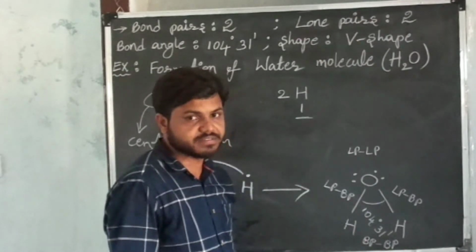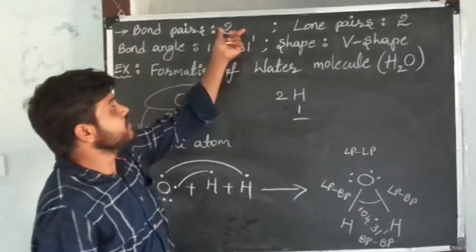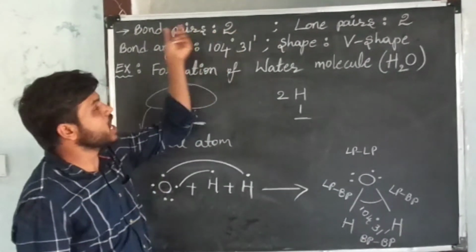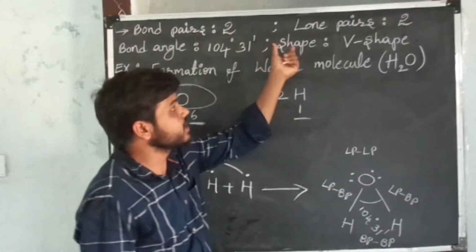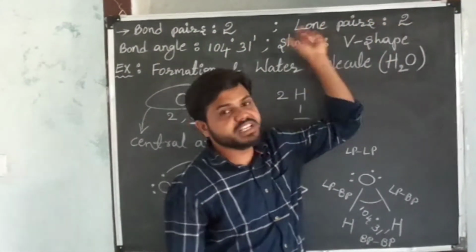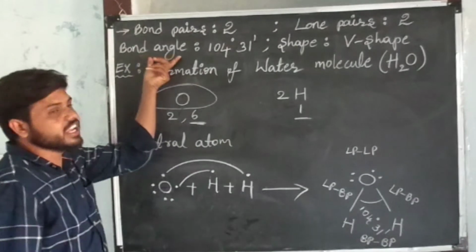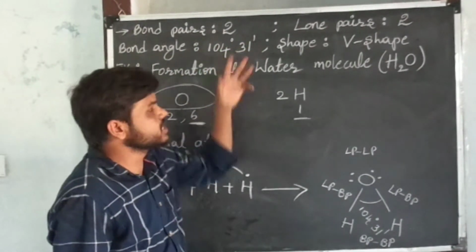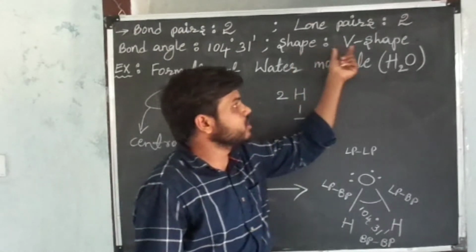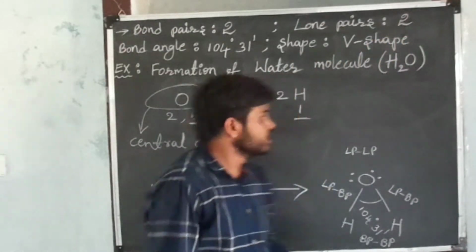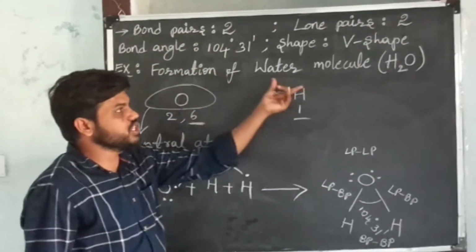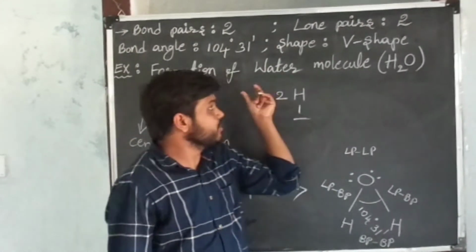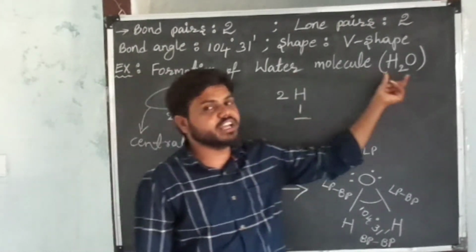I am repeating, if any molecule has 2 bond pairs around the nucleus of the central atom and 2 lone pairs in the valence shell, then the bond angle between bond pair electrons is 104 degrees 31 minutes, and the shape of the molecule is V shape. Example for this: formation of the water molecule. The chemical formula of the water molecule is H2O.